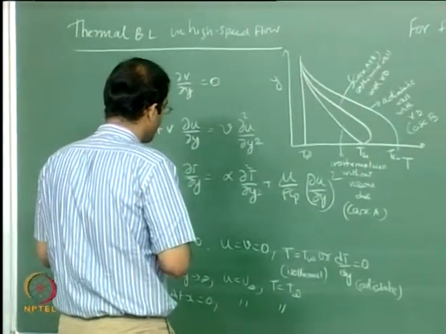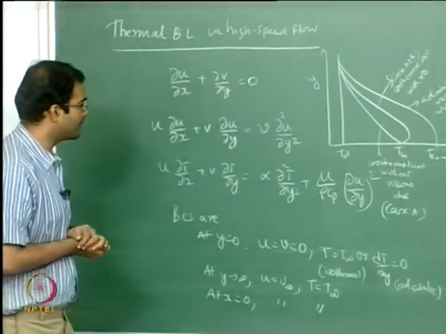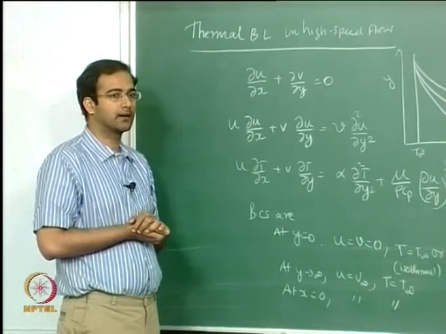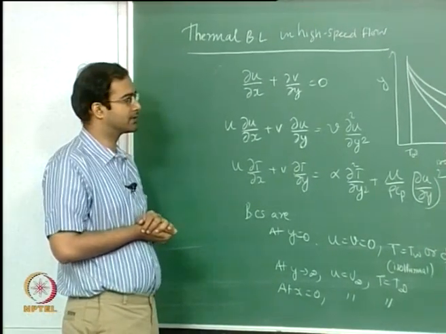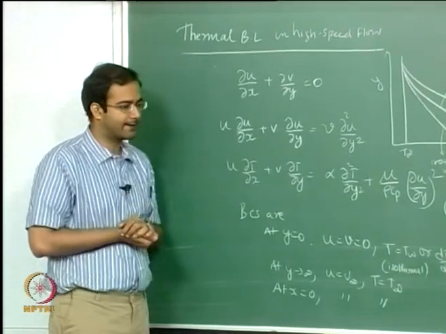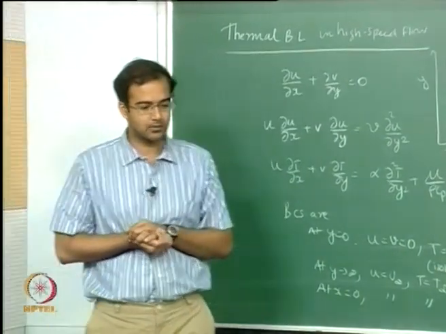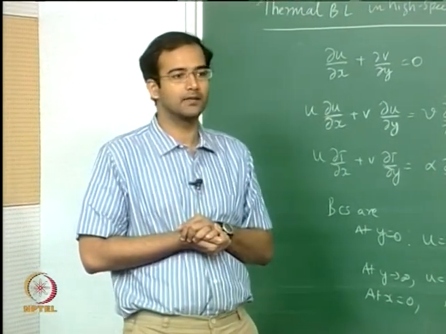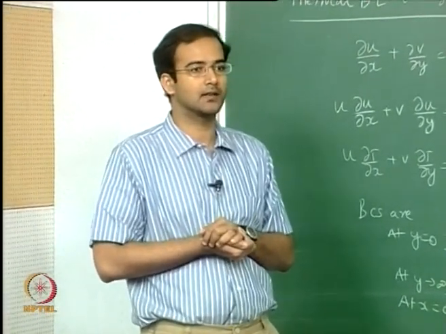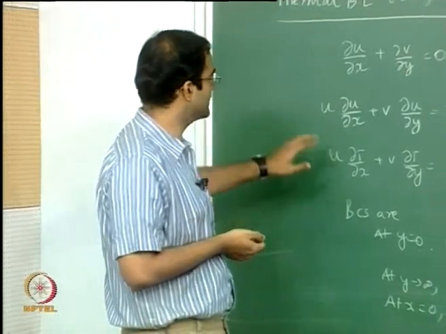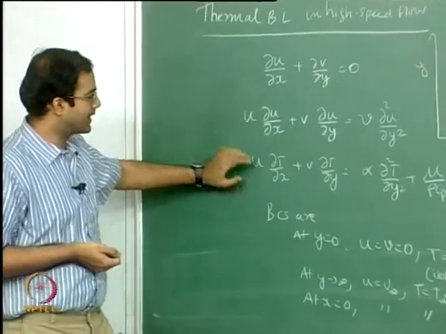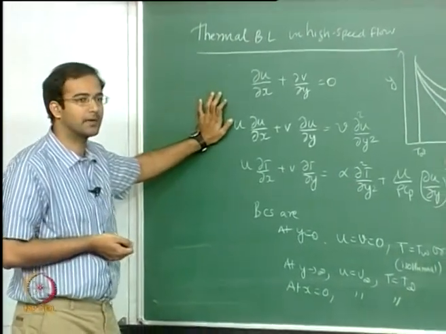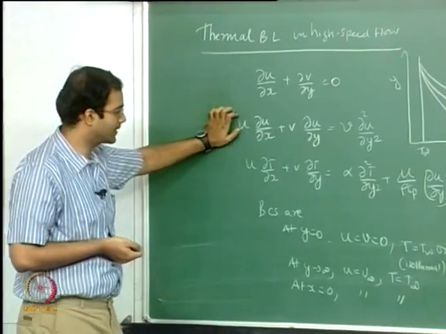We are also making an important assumption that the properties are constant, even though they are high speed flows where the temperature fluctuations could be strong, and the properties, like density, could be compressible. We are ignoring that. We are assuming that the density and all the other properties are constant, and therefore we are taking them out of the derivatives. So that is another constant property assumption that we are making.